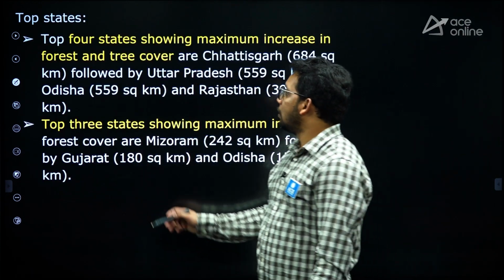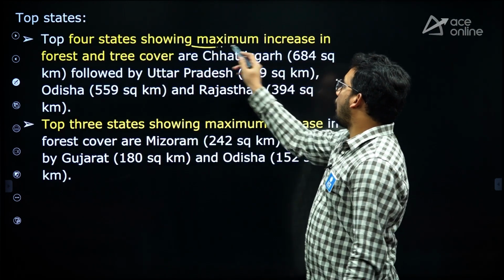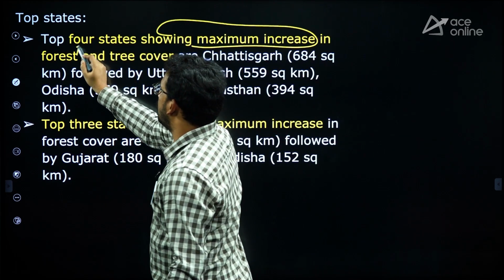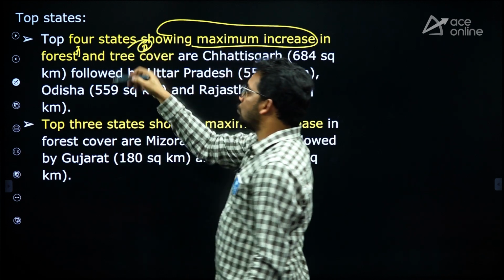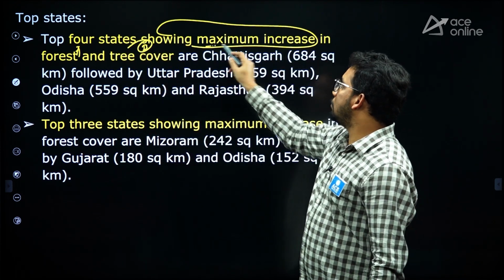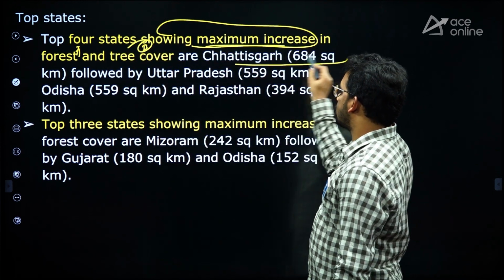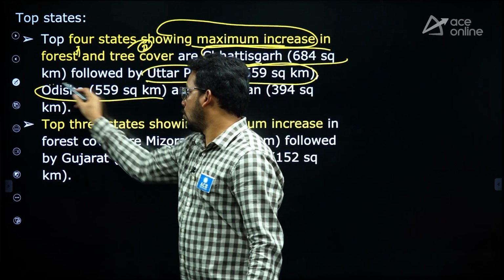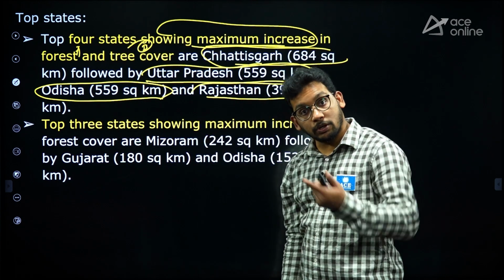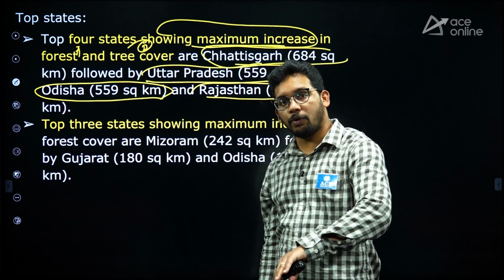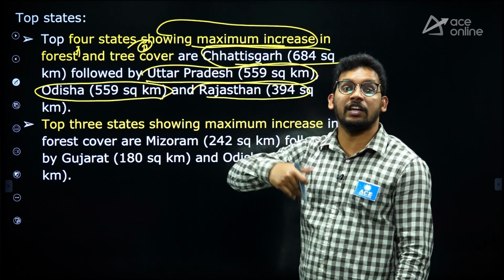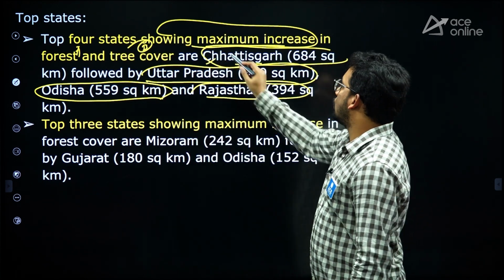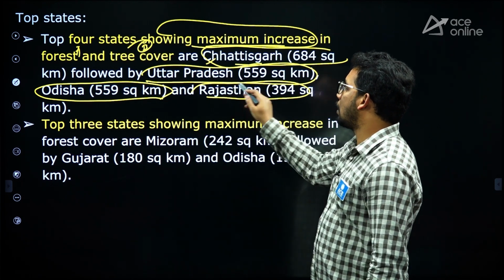Now summarizing it, the top 4 states showing the maximum increase of forest and tree cover both, let's say forest cover is A, tree cover is B. So together A plus B, the maximum increase was shown by Chhattisgarh, followed by Uttar Pradesh, then Odisha and then Rajasthan. So compared to the last report, the 2021 report, these 4 are the states which have increased their tree cover and forest cover together. So top ranks are Chhattisgarh, Uttar Pradesh, Odisha, Rajasthan.